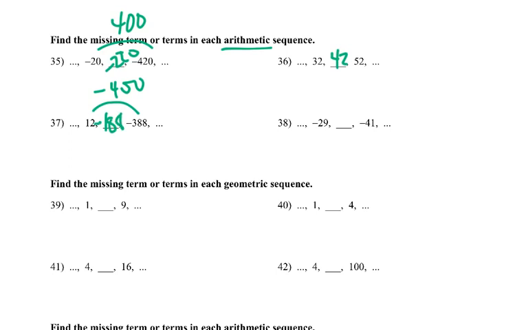And looking at 38, negative 29 to negative 41, we would be going down by 12. So cut that in half, we'd be going down by negative 6 each one. I'm cutting it in half because this represents 2 jumps instead of just 1. So it would be negative 35.